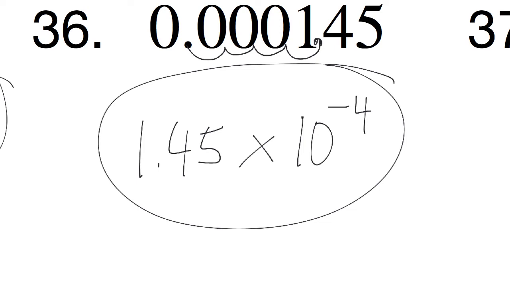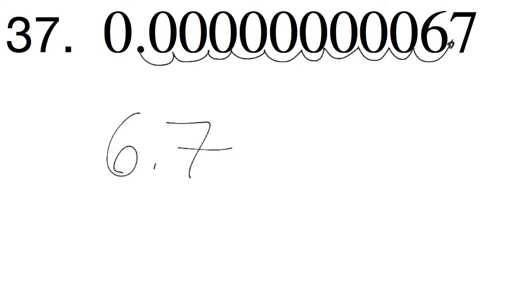Wow. Okay, number 37. So this is going to be a negative exponent as well. 1, 2, 3, 4, 5, 6, 7, 8, 9, 10. 6.7. It's a number between 1 and 10 times 10 to the negative 10, because I moved it 10 places, and we make it negative to indicate that it's an incredibly small number. Next problem.